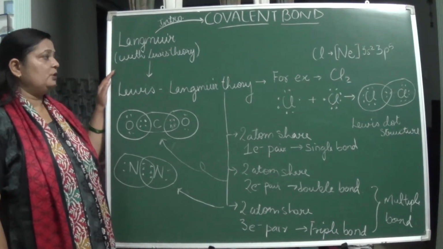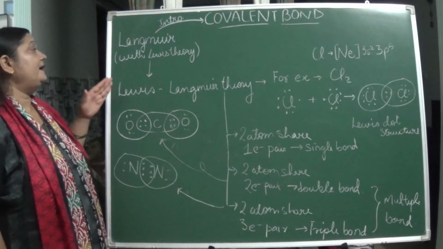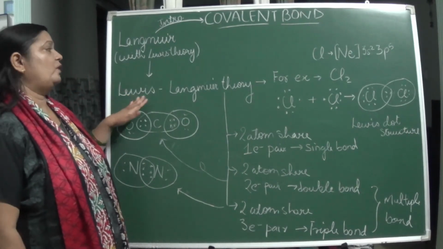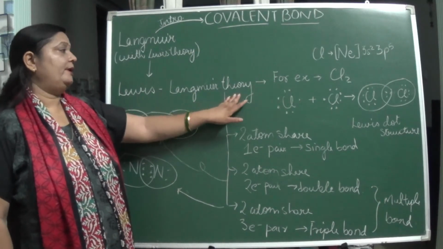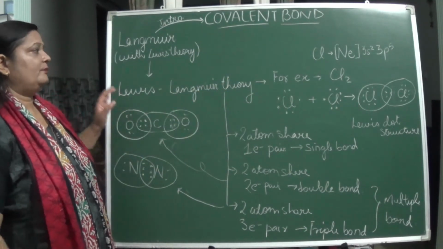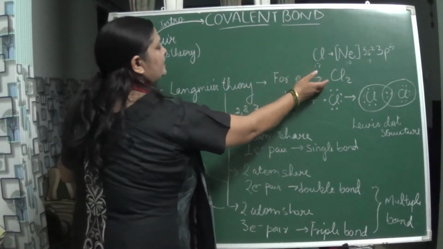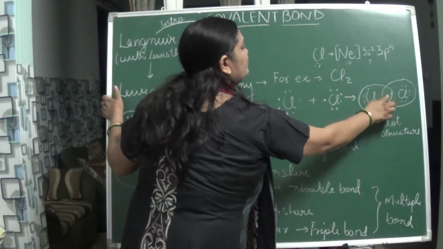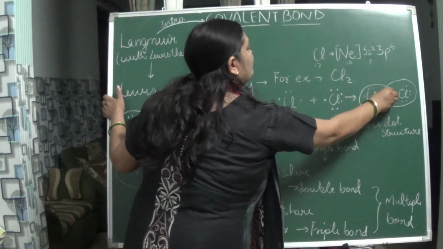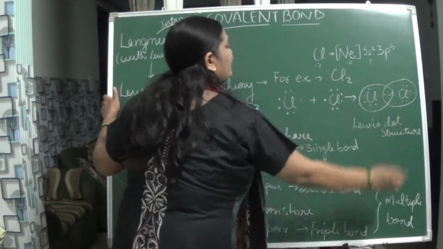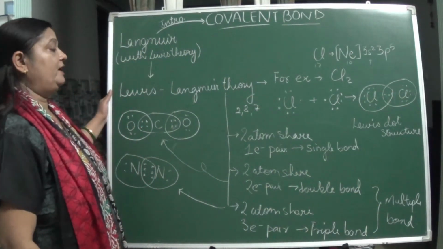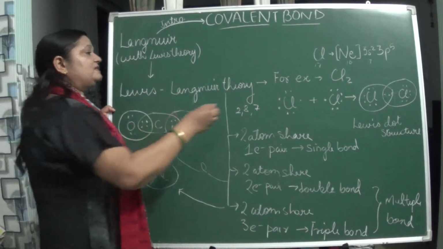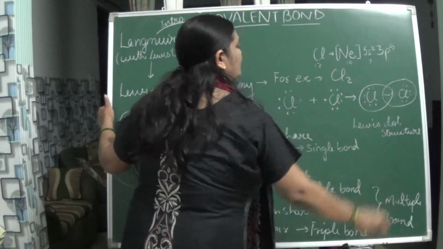So he explained the covalent bond formation. This is known as the Lewis-Langmuir theory. For example, if we take a chlorine molecule itself, you are seeing only one electron of this and this is participating. So here only one pair of electrons is taking part in sharing, and so it is known as a single bond. Only a single bond will be formed over here.